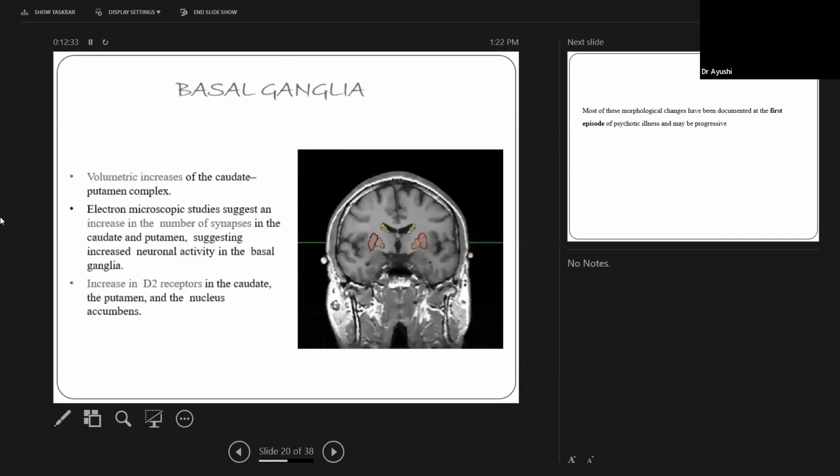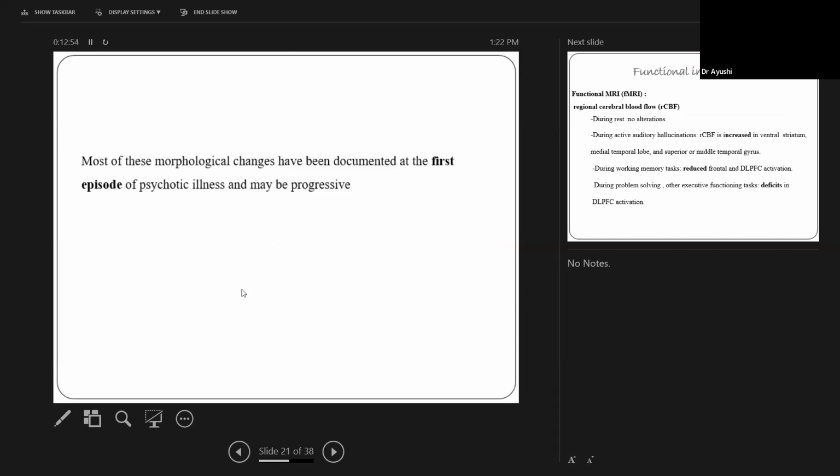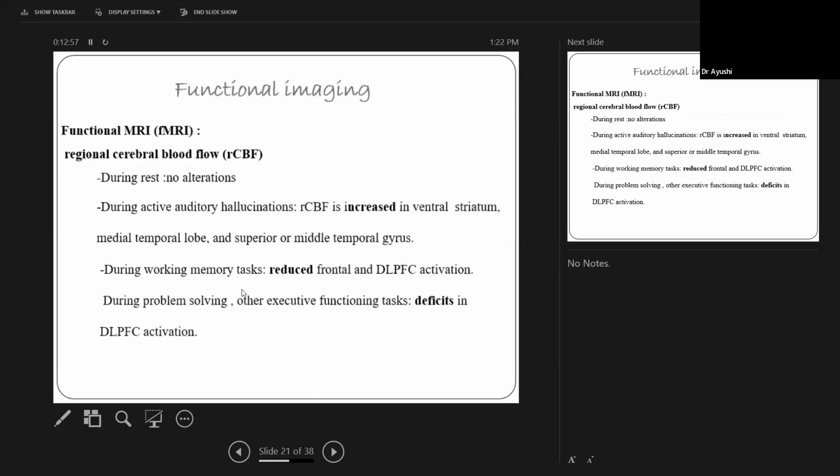In the basal ganglia, there is a volumetric increase in the caudate putamen complex. Electron microscopic studies suggest that there is increase in the number of synapses in the caudate and putamen, suggesting increased neuronal activity in the basal ganglia. There is increase in the dopamine D2 receptors in the caudate, the putamen, and the nucleus accumbens. Most of these morphological changes have been documented in the first episode of psychotic illness and may be progressive.